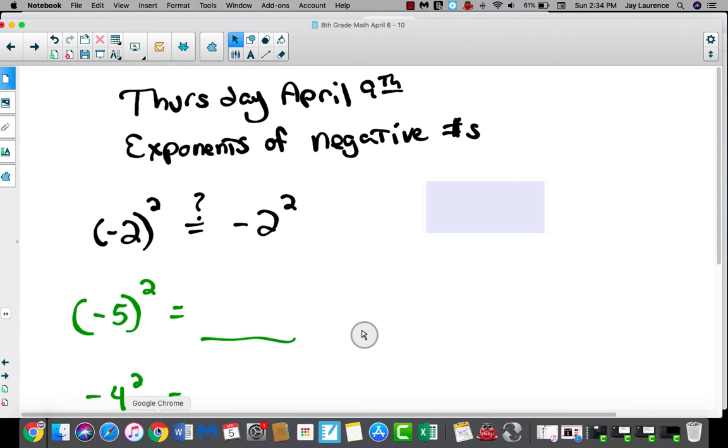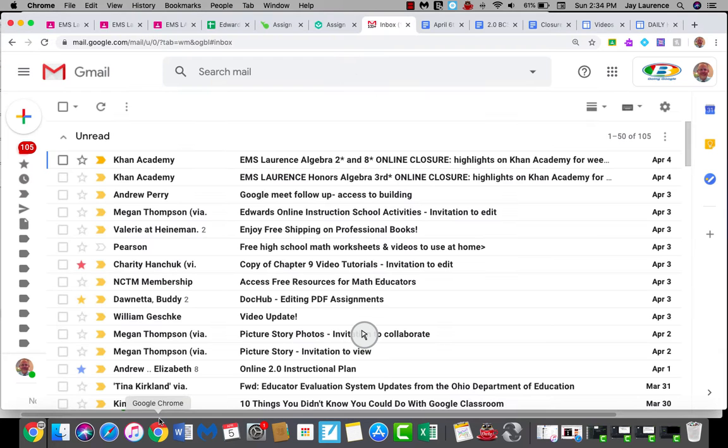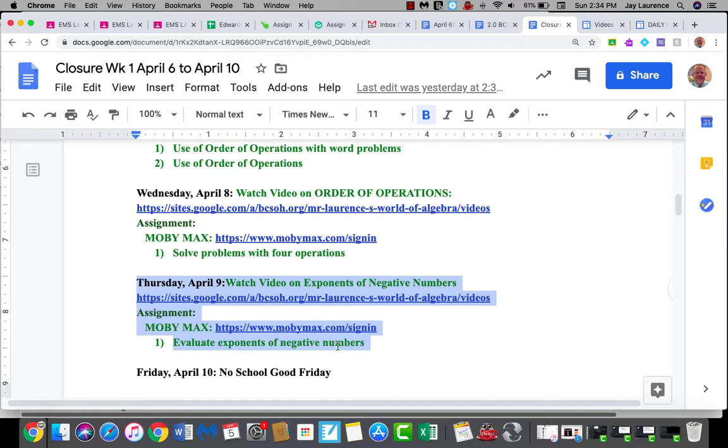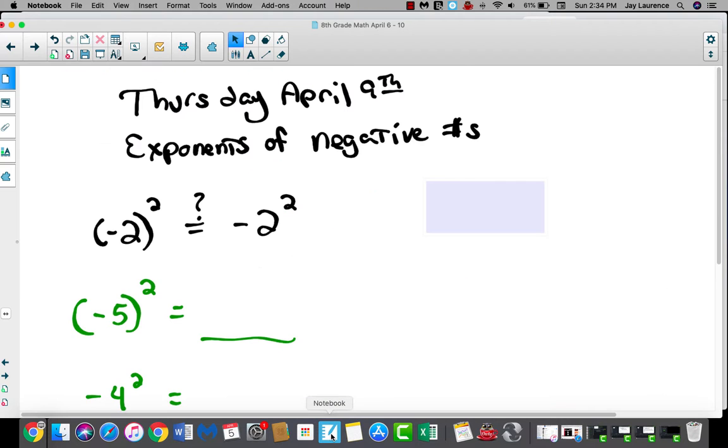But again, if you haven't been on the closure document or my webpage, you can see today is Thursday. So I'm going to hide. Ooh, it's got a mind of its own. This is what we're doing today. There's a video on negative exponents of negative numbers, and then a MobyMax assignment to do. Okay. All right. So let me get back to it here.